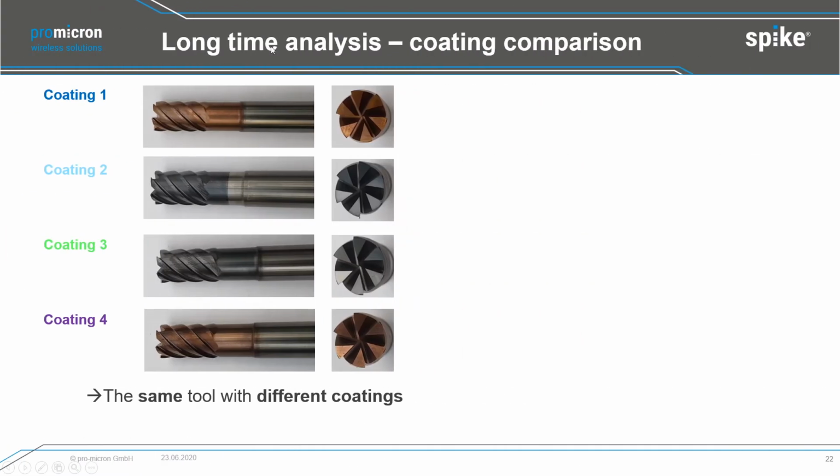Now we have done a long time analysis test, and this is a coating manufacturer and or a tool manufacturer, and he was comparing different coatings. The customer told us he needs 1 week to receive the results which we have generated with Spike within 3 hours. How does that work?